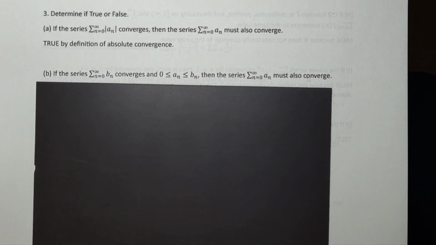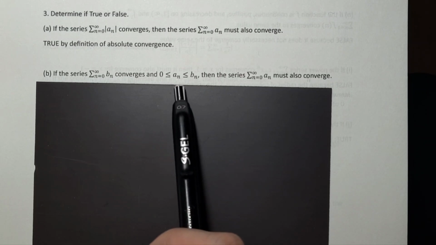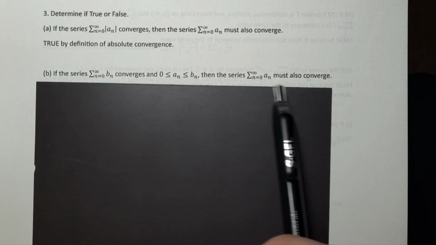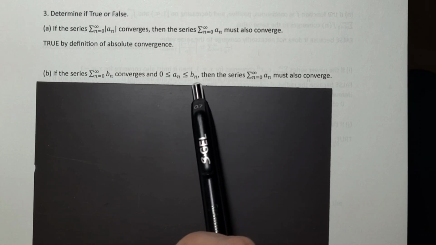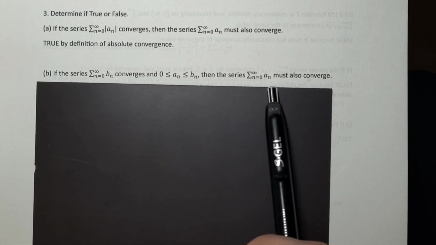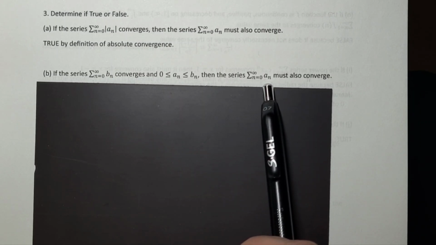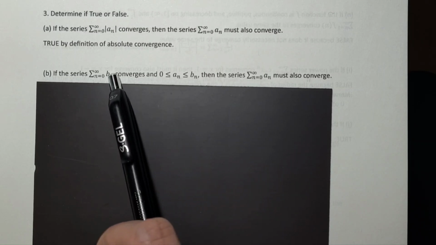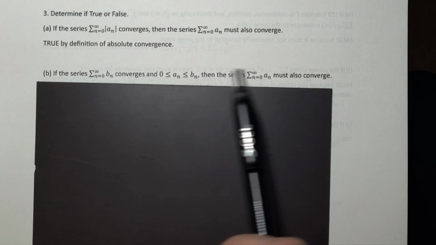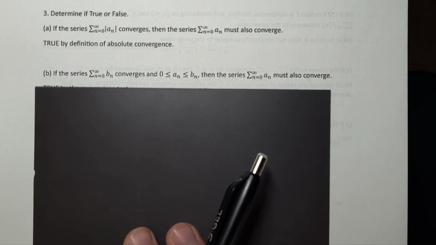If the series summation as n goes from 0 to infinity of b sub n converges, and this looks familiar, right? Then the series of a sub n must also converge. So if b sub n converges, should a sub n converge? It should, because a sub n is smaller than this, and we know this converges, so something smaller must also converge. That's the comparison test.